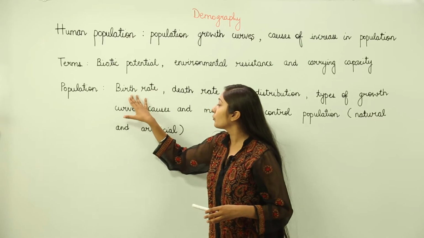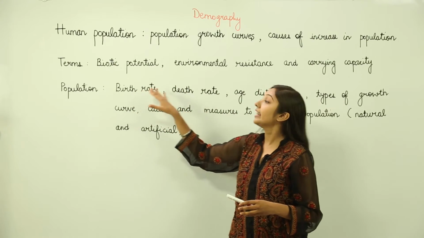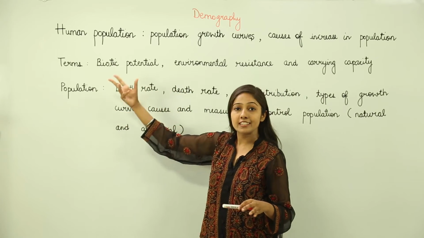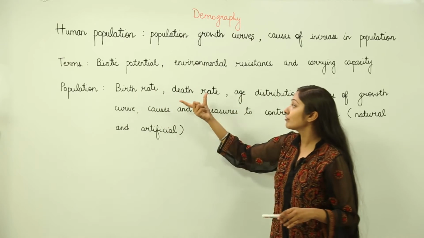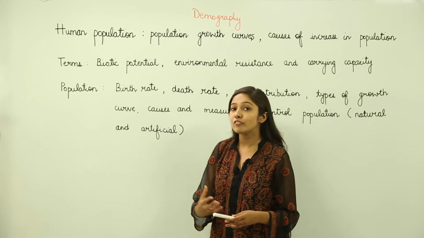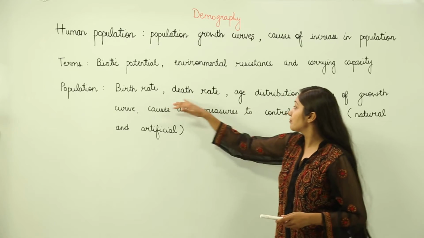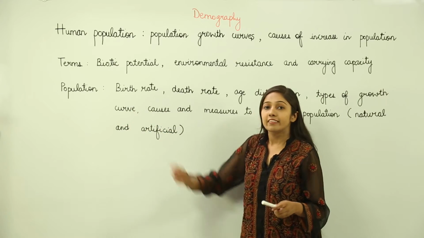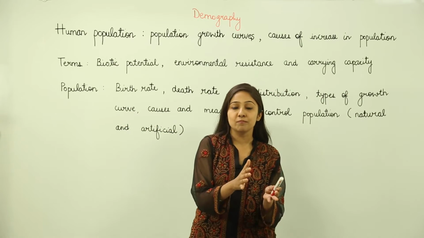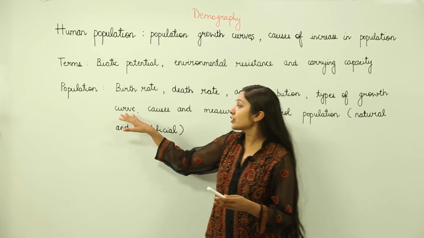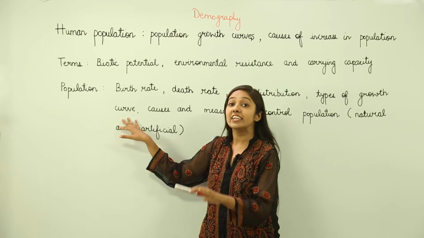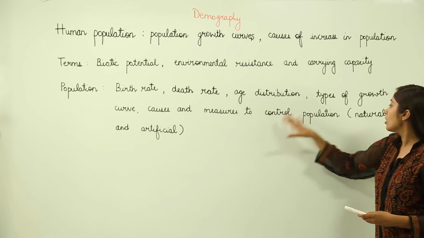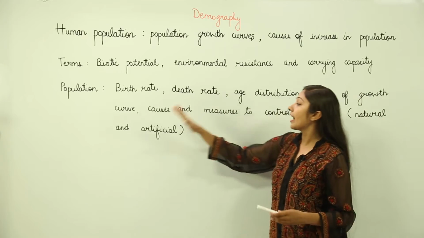We will also study the birth rate and death rate. They have an important part in terms of population increase, because the number of births and the number of deaths are going to influence the number of individuals in a population, right? So they are very important. Then we'll study the age distribution and types of growth curve. As I told you earlier, we'll study two types of growth curves: the J-shaped curve, that is an exponential growth curve, and the S-shaped curve, that is a sigmoid growth curve, in greater detail. Then we'll study the causes and measures to control population, both natural and artificial measures.